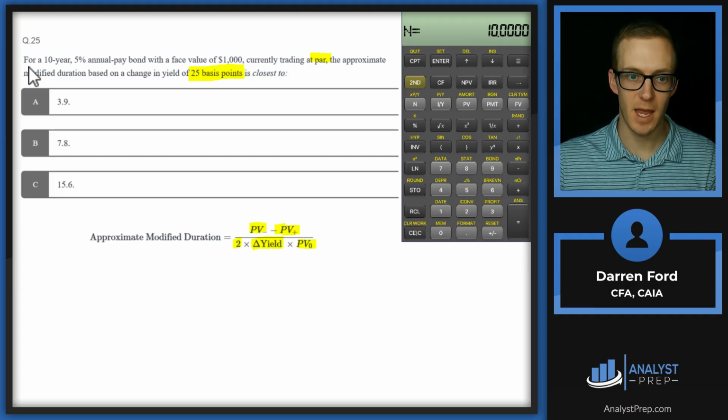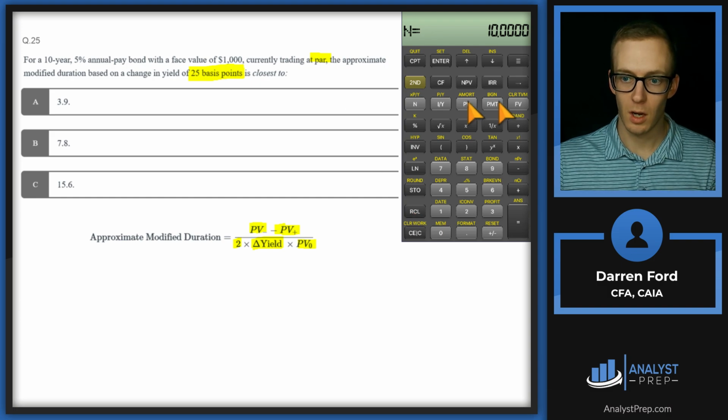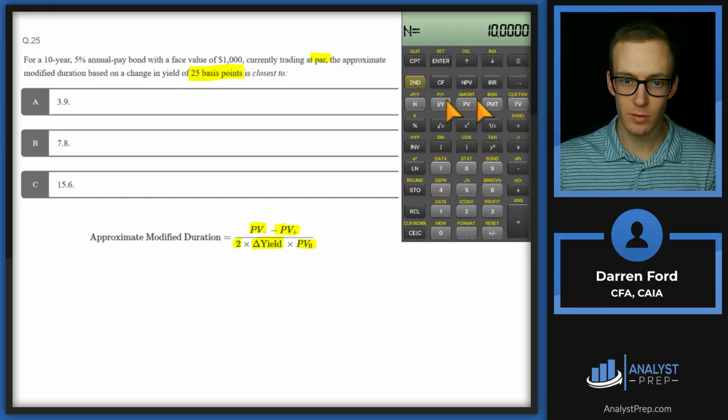So our N is going to be 10 for the 10-year bond. Our present value is what we're going to be solving for. Since we're trading at par, that implies that our yield right now is also 5%. So we're going to do 5.25% under the increase scenario. And then payment will be 5% times 1,000, which is 50. And then future value will be 1,000. So we have those all plugged in, and then we will compute present value.